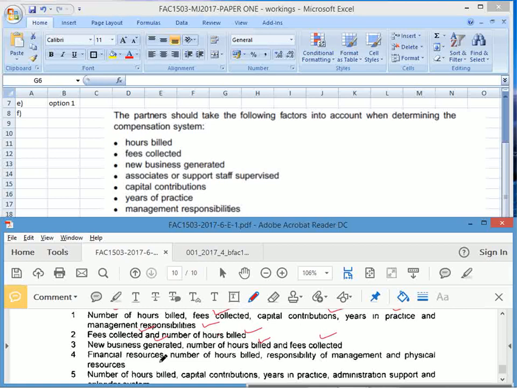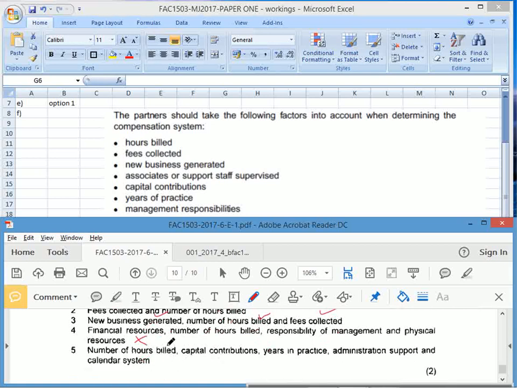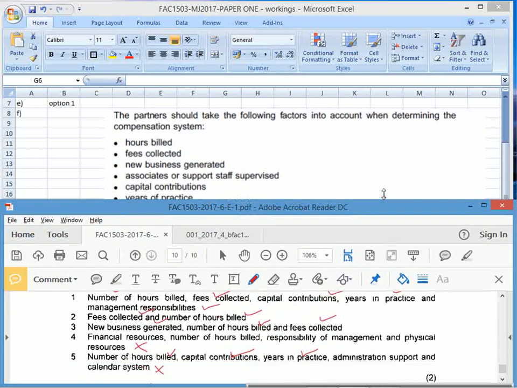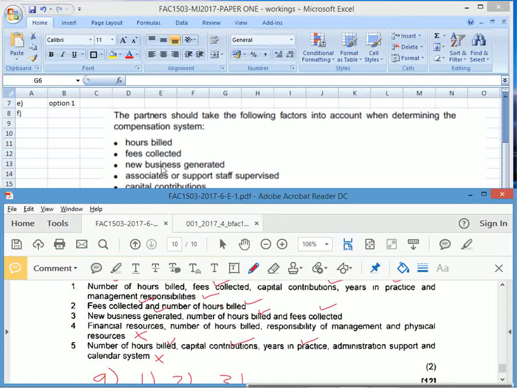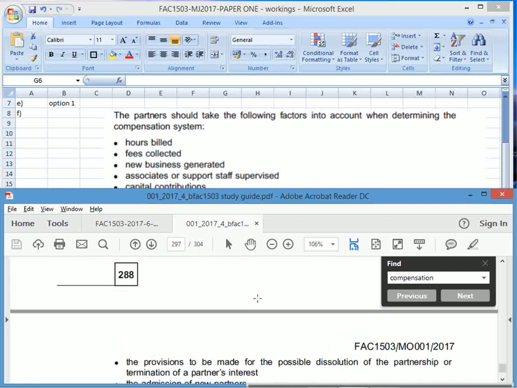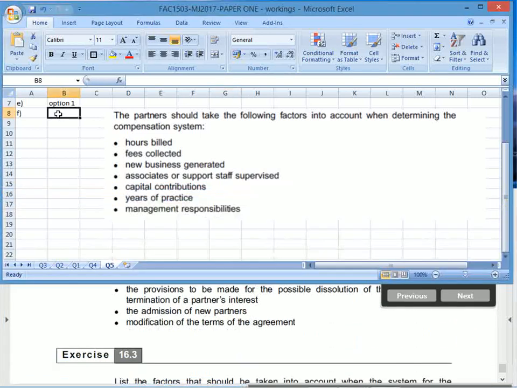Financial resources, that one's out. Okay, number of hours billed is correct. Capital contribution is correct. Years of practice, administration support, associates or support staff supervised, administration support and calendar system. No, that's out. So yeah, I don't know why there isn't a choose option. There should have been an option here for 1, 2, and 3. Okay, because 1, 2, and 3 is correct based on the page. What page is that in your chapter textbook? That was on page 289. Okay, so option 1, 2, 3, correct, page 289.